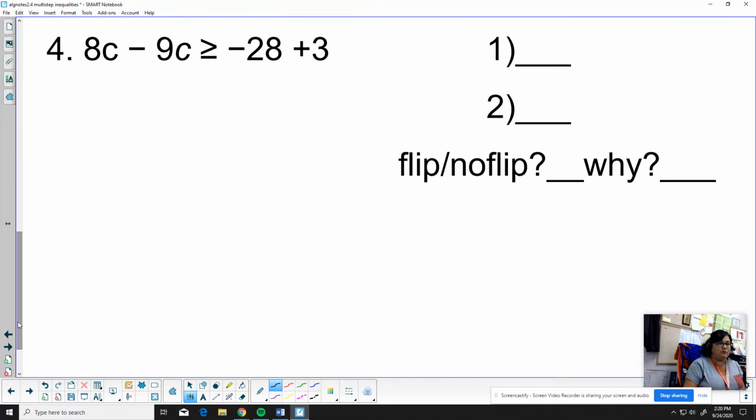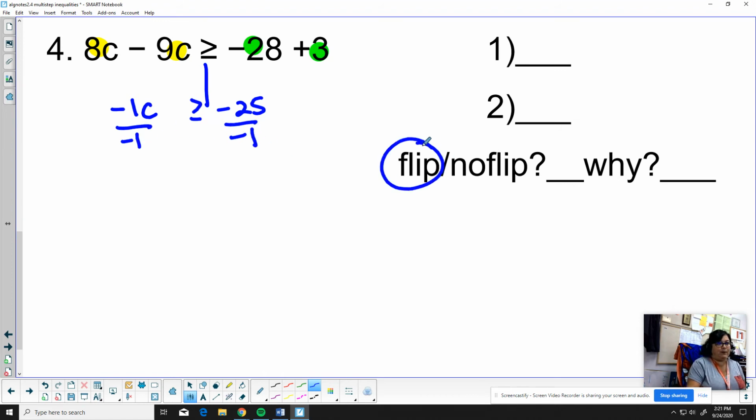Okay, let's do number 4. So on this one, notice that the c's are both over here and the constants are both over here. So we're going to combine like terms on both sides. So I'm not going to make my t yet because we've got like terms on both sides. So that would be -1c greater than or equal to drops. That would be -25. Now I've got to divide by -1. This is a flip problem because I'm dividing by a negative number.